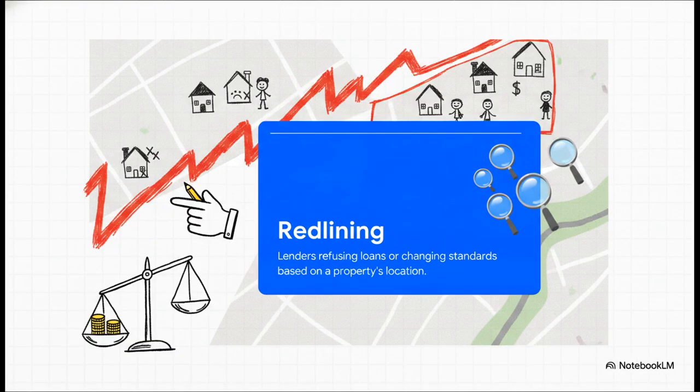The third specific practice is redlining. Now, unlike blockbusting and steering, which are typically committed by real estate sales associates, redlining is almost always a lender violation.